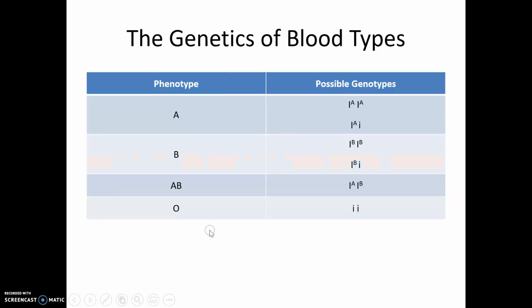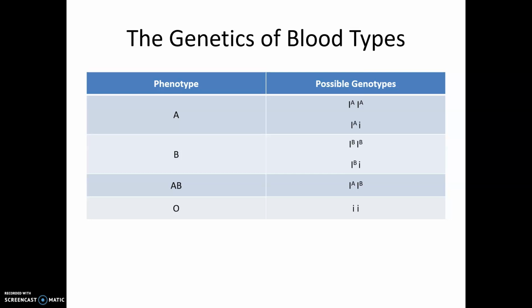The last thing I want to talk about is the genetics of blood types. So I'm sure you guys remember maybe from biology when we talk about homozygous and heterozygous. Well, A and B are considered homozygous and heterozygous, right? So we have IA and IA, which is the homozygous. And then we have IA and little i, and that is the heterozygous version. Same thing with B. We have IB and IB. And then we have IB and little i.